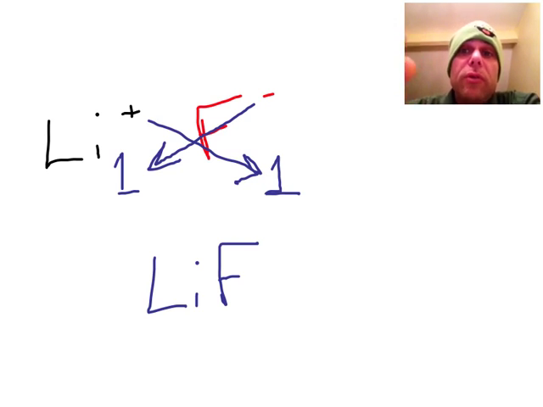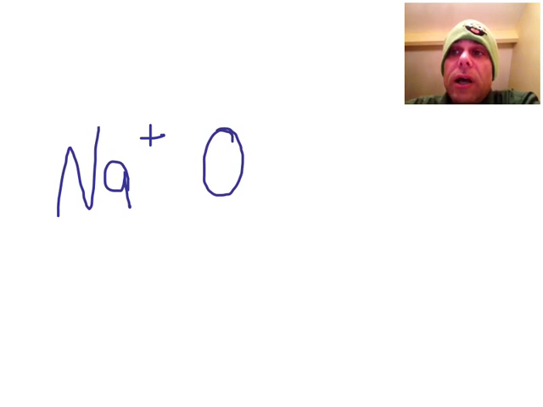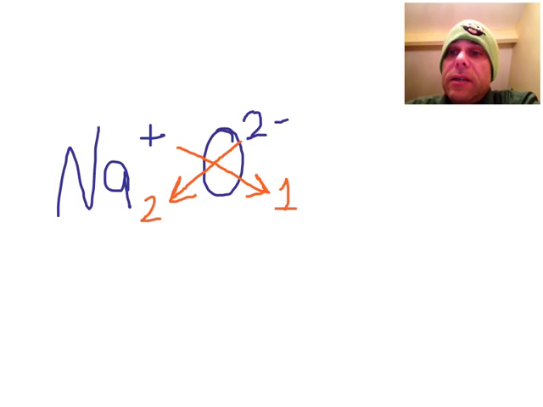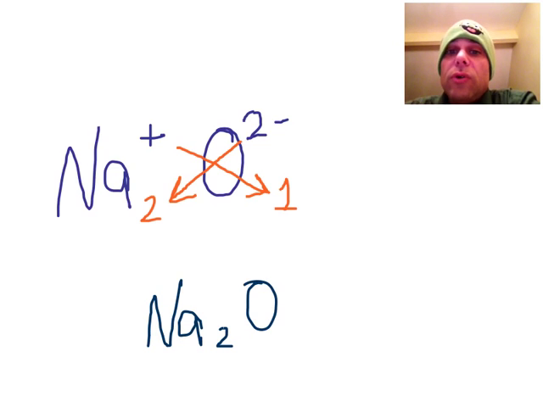Alright, let's do another one. Now let's take an example of sodium. Sodium also is a +1, but this time let's use oxygen. That's a -2. So what would this then look like if we use our crisscross method? A 2, a 1, it gets rewritten as Na2O.